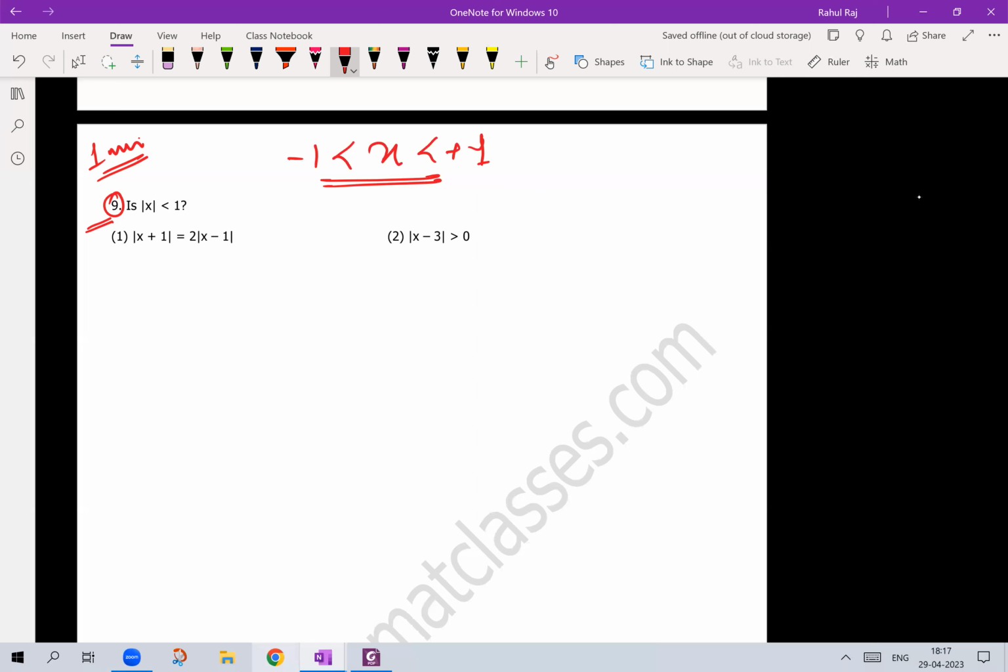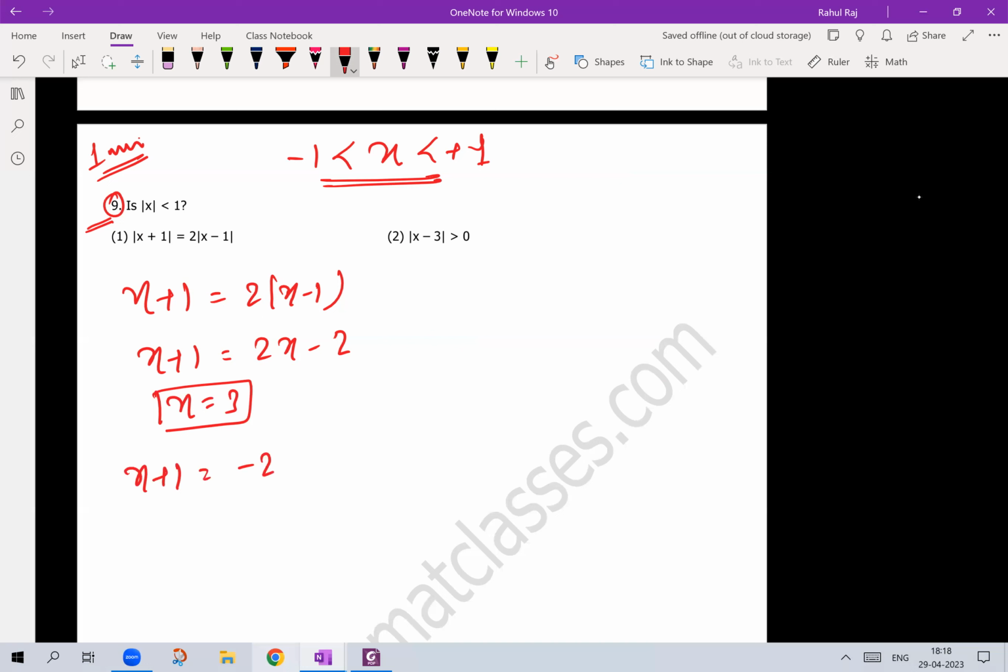So option number 1, this is just x plus 1 is equal to 2x minus 1. Simplifying the equation, you have to solve 2x minus 2. It is x equal to 3. Now when I do x plus 1 is equal to negative 2x plus 2, I get 3x is equal to 1. So x is equal to 1 by 3.